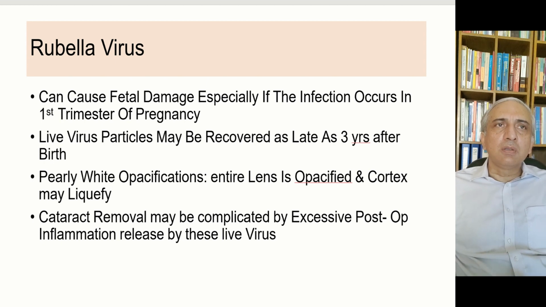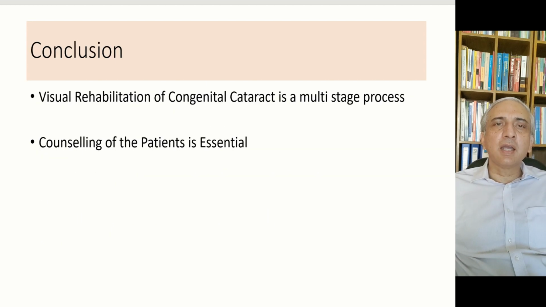So in conclusion, visual rehabilitation of congenital cataract is a multi-stage process and counseling of the patient is very, very essential. If you do not do that, you will run into a lot of trouble. What I tell my patients is that I do half the work, probably more than half is done by you, because you have to be with the child and make him wear glasses, and you have to bring him all the way every 3 months for follow-up and to get his visual rehabilitation.